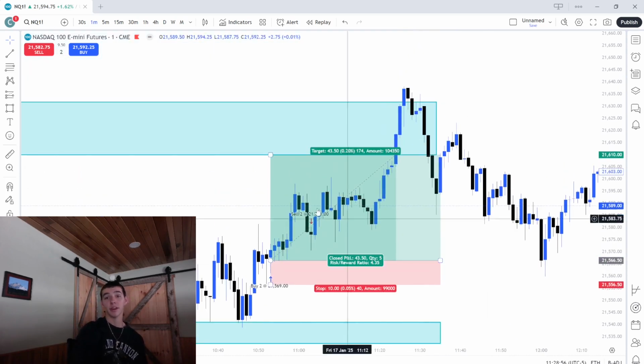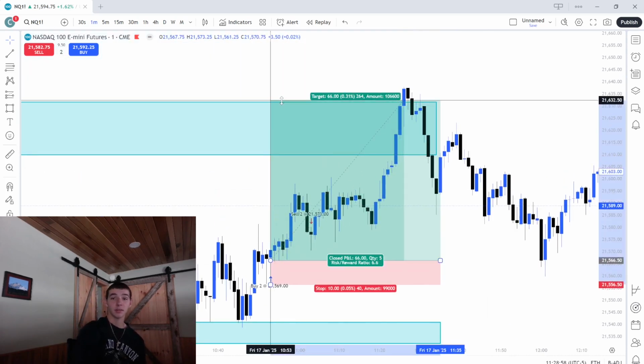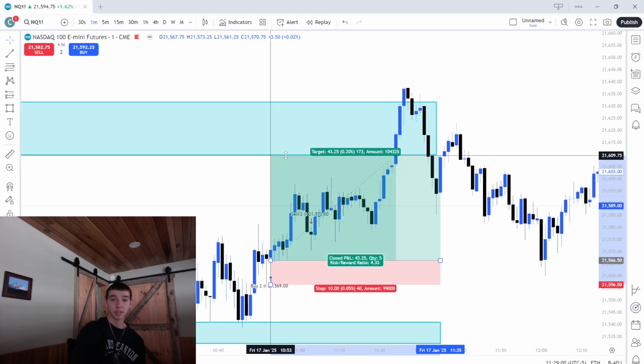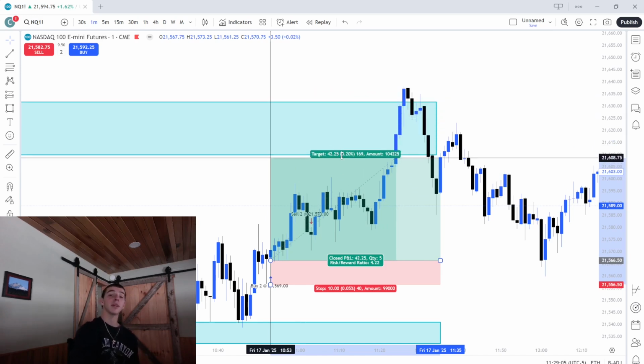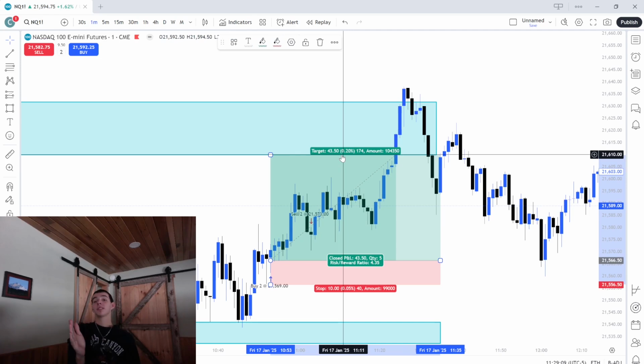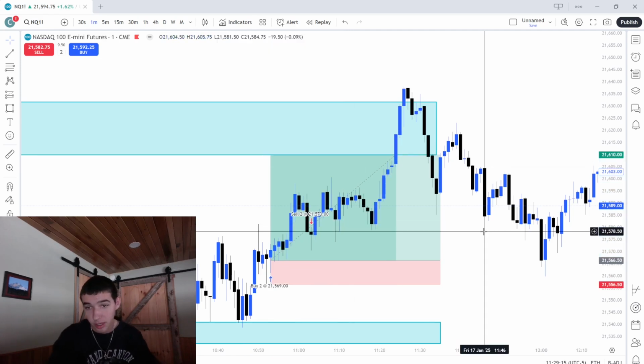And then I would have ended up hitting my take profits, which my first TP was here, my second TP was up here. So I would have ended up hitting both take profits if I would have just stuck to the trading plan. I would have not moved my stop loss, and I would have been hard stuck to my trading plan.